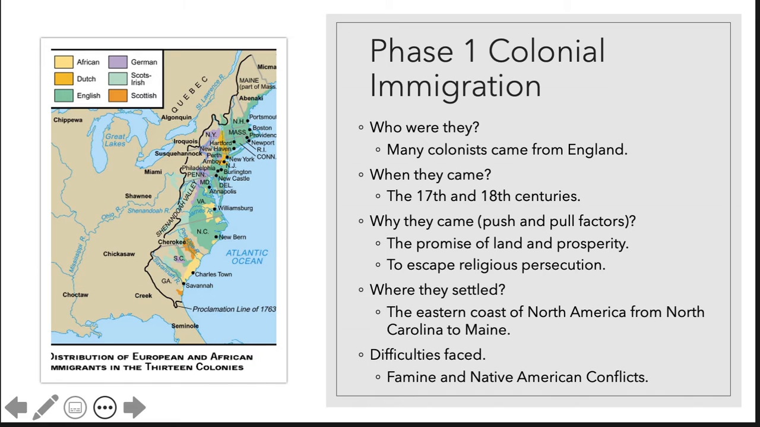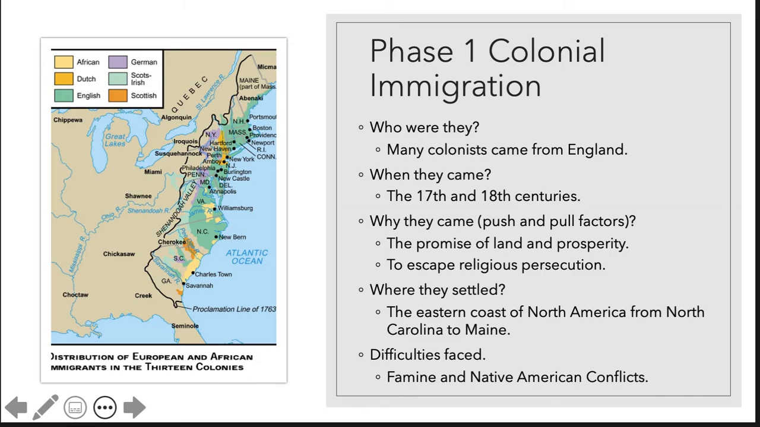Why did they come? What were their push-pull factors? So their pull factor was the promise of land and prosperity. Remember, England was an island. They were running out of space. They wanted their own opportunity. They wanted their own chance to have their own land. And their push factor was religious persecution. Remember those Puritans coming here to purify the Church of England. Where did they settle? This is going to be the eastern coast of North America, from North Carolina to Maine, okay? All along that eastern coast.